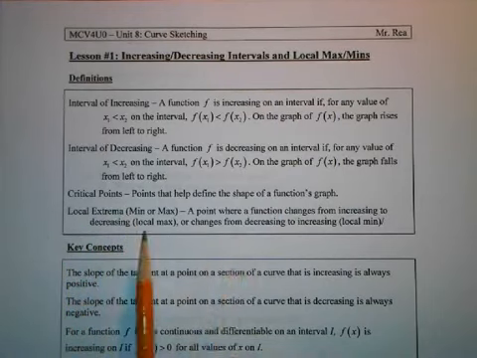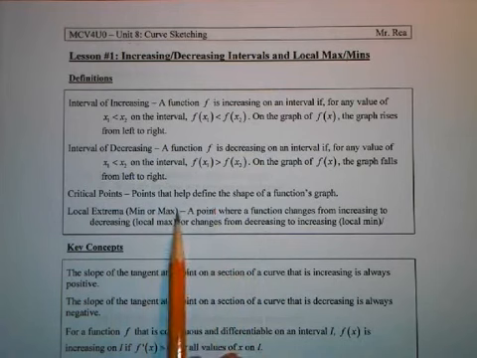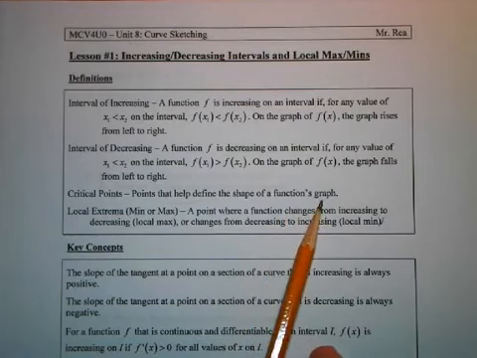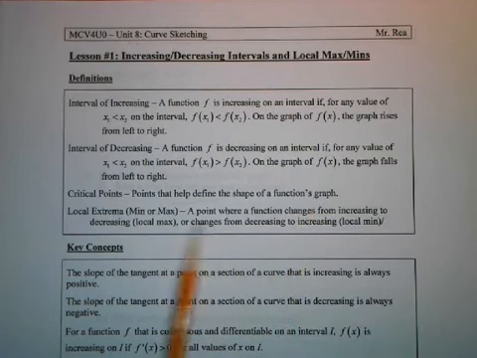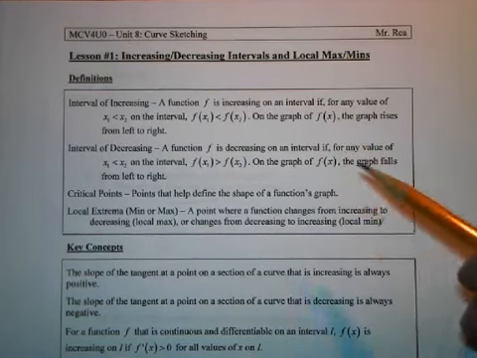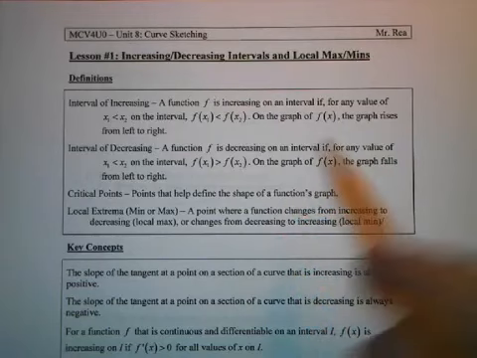Critical points, and we're going to advance this later on in other lessons. These are points that help define the shape of a function's graph. So obviously a very important critical point would be a point like a local min or max. That's what we talked about here. Those aren't the only critical points. We'll talk about some other ones, I think in lesson 3, once we get into second derivatives.